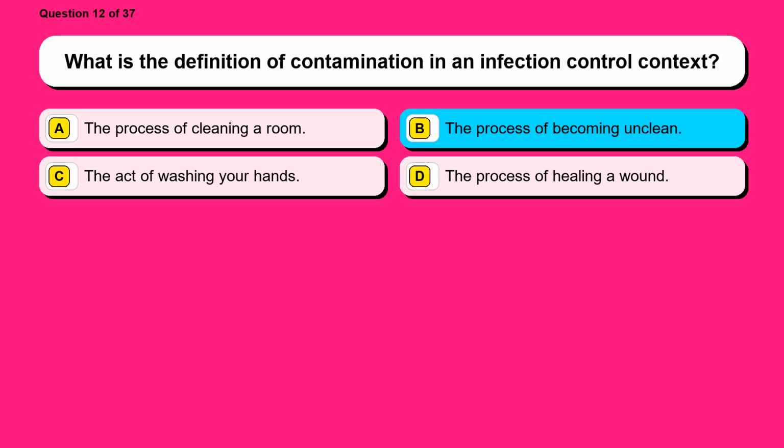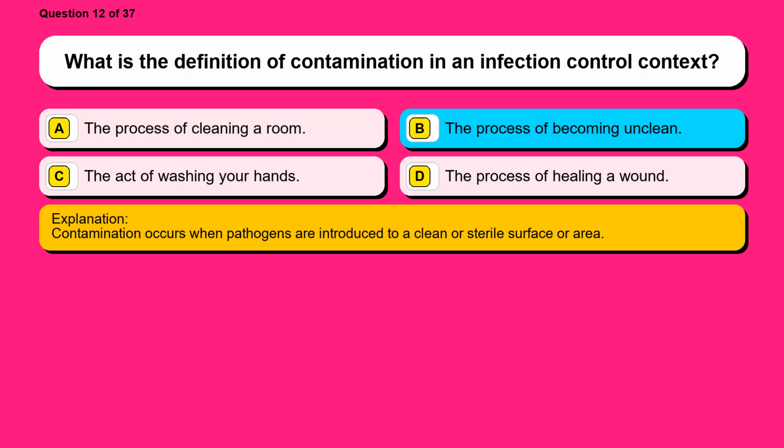The correct answer is option B, the process of becoming unclean. Contamination occurs when pathogens are introduced to a clean or sterile surface or area.